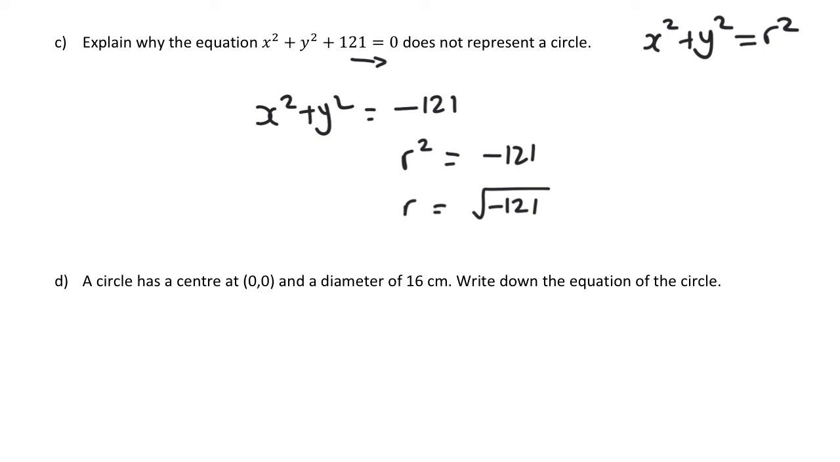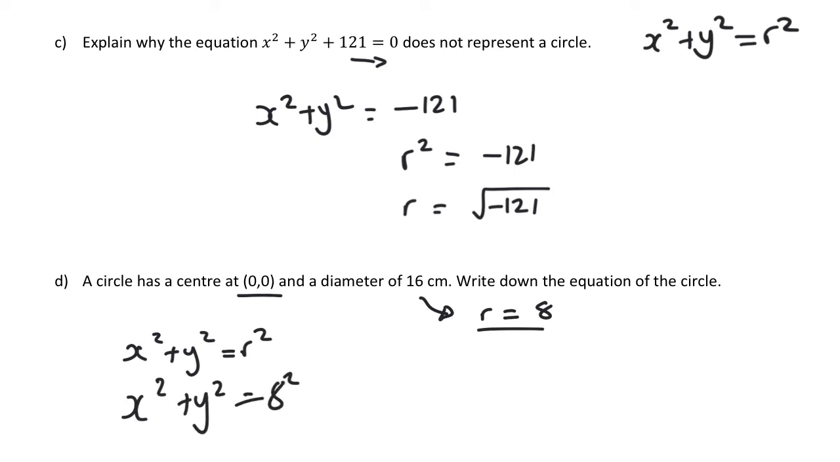Next one, part D. A circle has a centre of 0, 0 and a diameter of 16. Now a diameter of 16, what we know about that is that the radius must equal 8. So we know the equation of a circle is x squared plus y squared equals r squared, and that circle will have a centre of 0, 0 and a radius of r. If our radius is 8 and the centre is 0, 0, then what we've got is x squared plus y squared must equal 8 squared, which leads to x squared plus y squared equals 64.